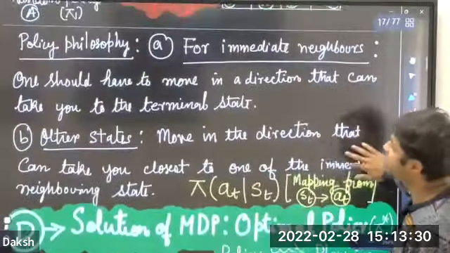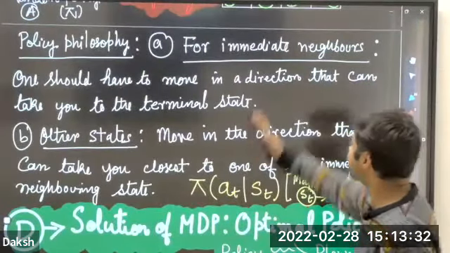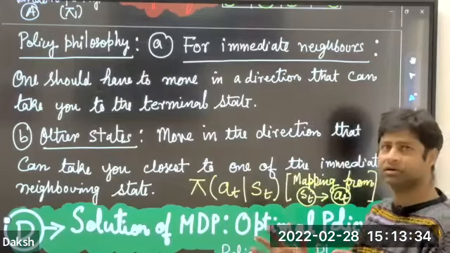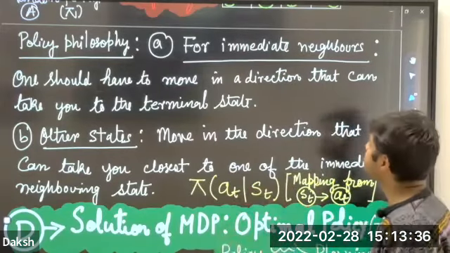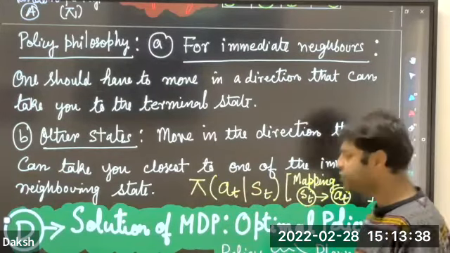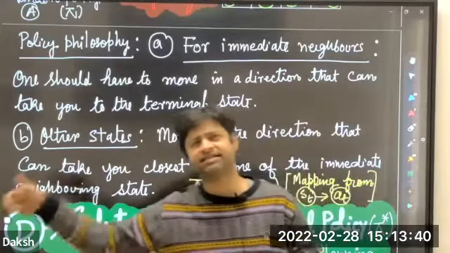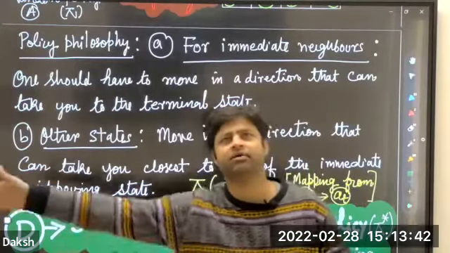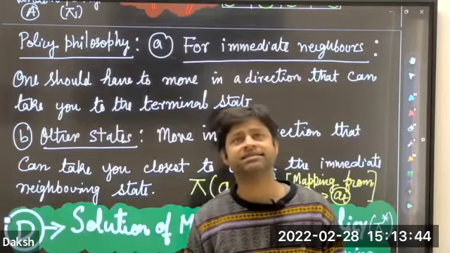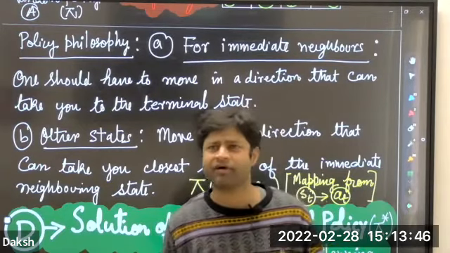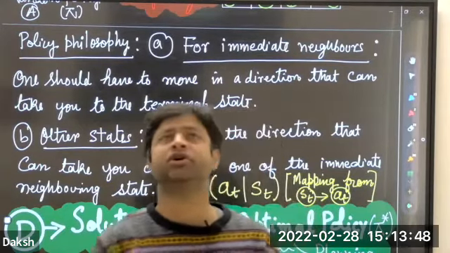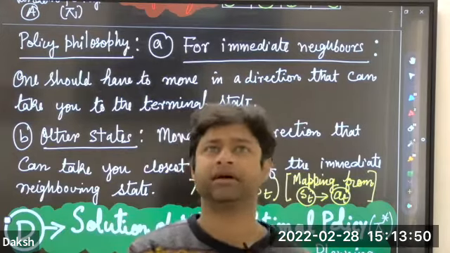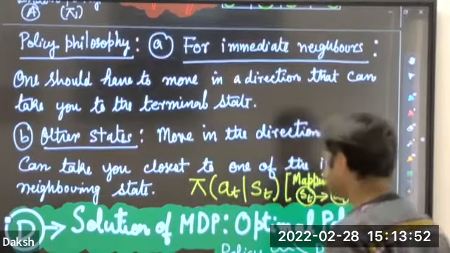Now, what's the philosophy of such a policy? For immediate neighbors of the terminal states, if you are at a location just adjacent to some terminal, directly go in that direction. Else, at any other location, try to find out how you can reach the immediate next location.